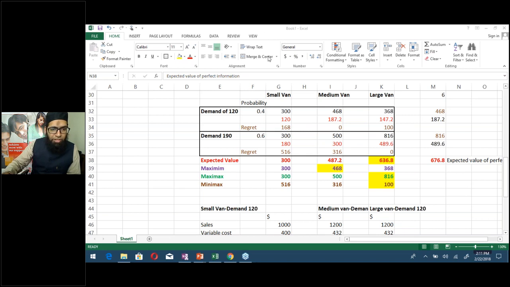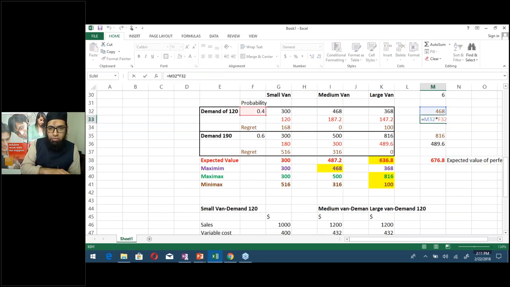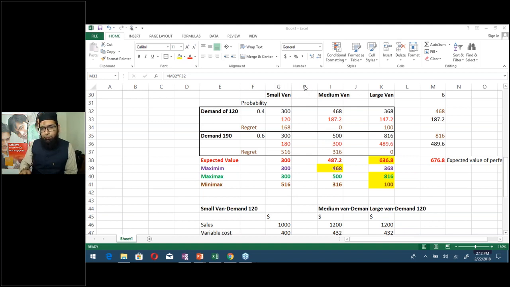Someone said 468 into 0.4 is 194.4. Let me check my calculation. Please redo the calculation, because it's 187.2. Your calculation is incorrect. So this is the expected value of perfect information.